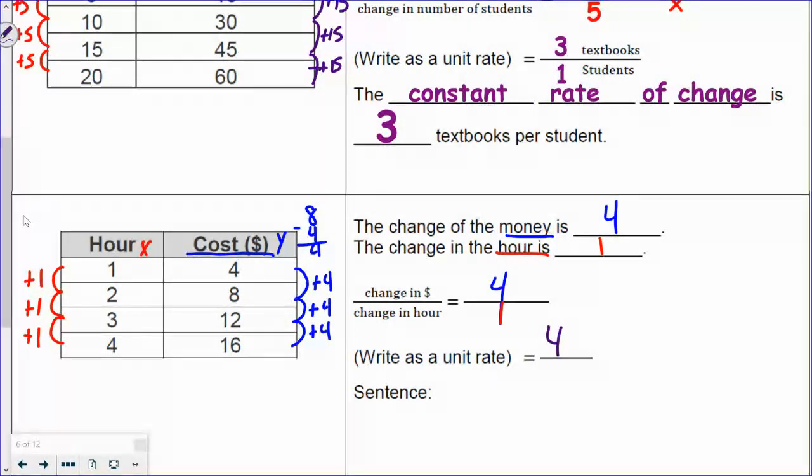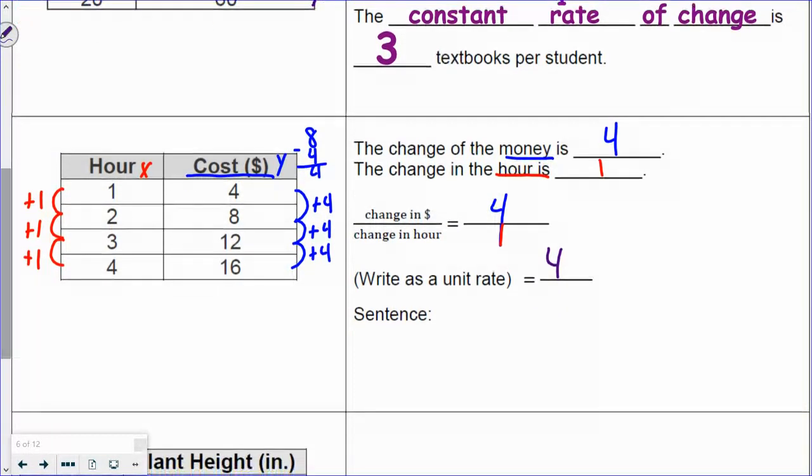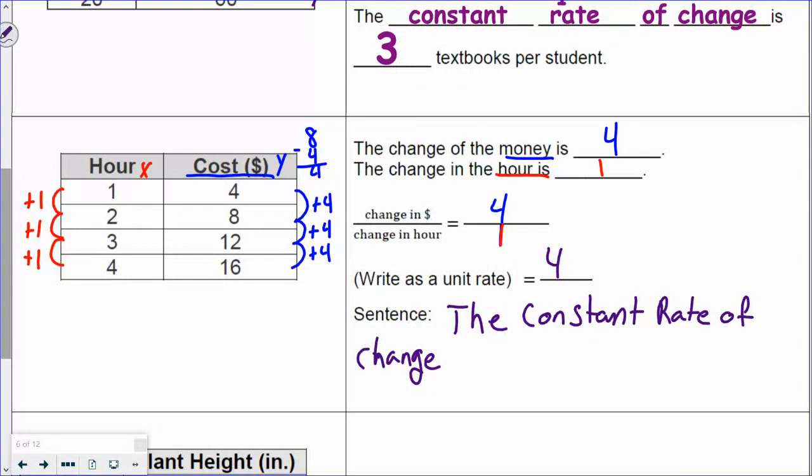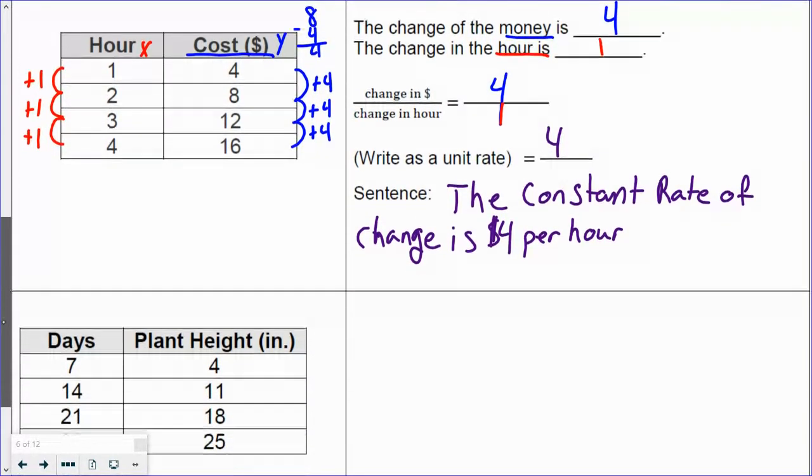Now, how can I write this as a sentence? Using pretty much the same form as before, the constant rate of change is $4 per hour. All right. Let's go to the next one.